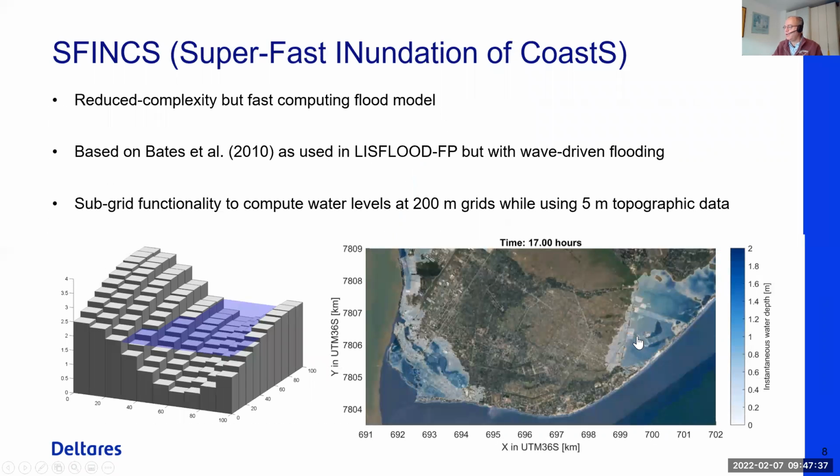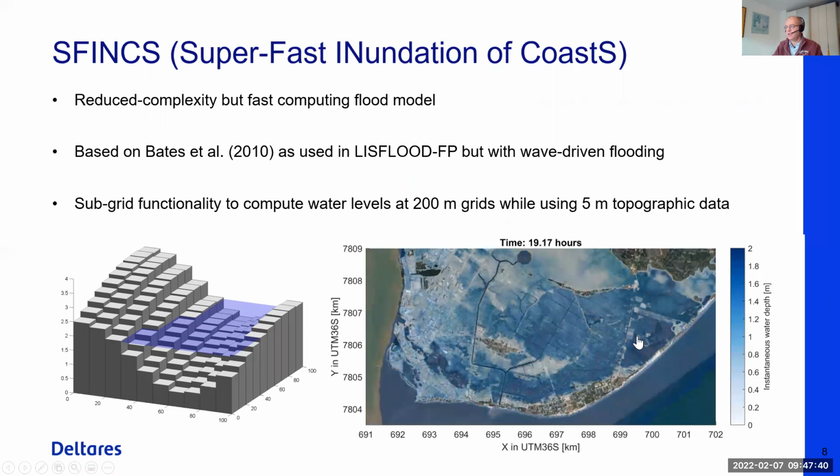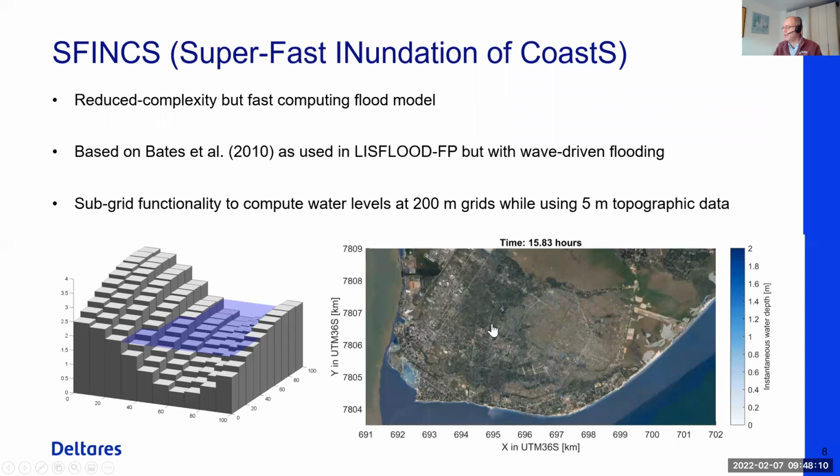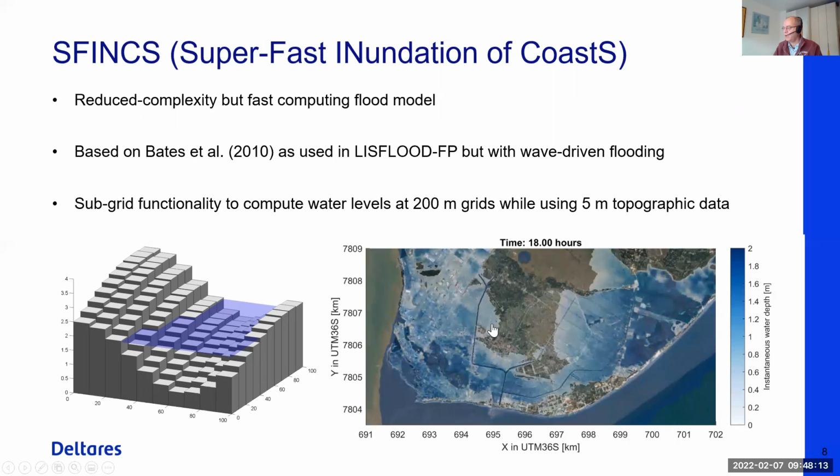We're using these boundary conditions to drive overland flood models, such as the SFINCS model, which is a reduced complexity but fast computing flood model. It's based on the paper by Bates, who incorporated this in the LISFLOOD model, but we include subgrid features and also wave-driven flooding. And with the subgrid features, we can compute the water levels at a 200-meter grid, but using the 5-meter topographic data, which influence the conveyance of the flow. And here you see an animation of flooding in the town of Beira in Mozambique.